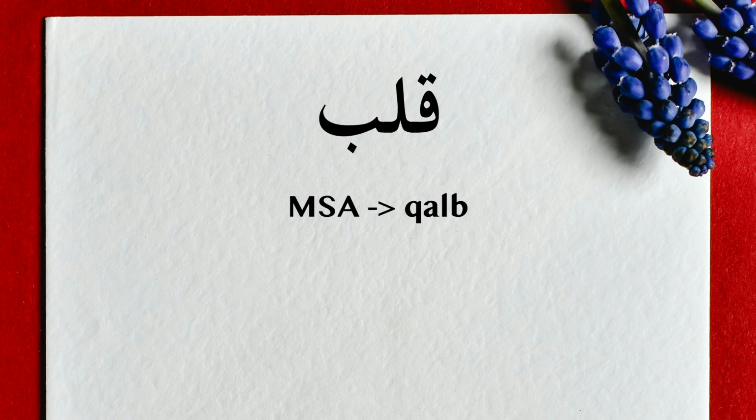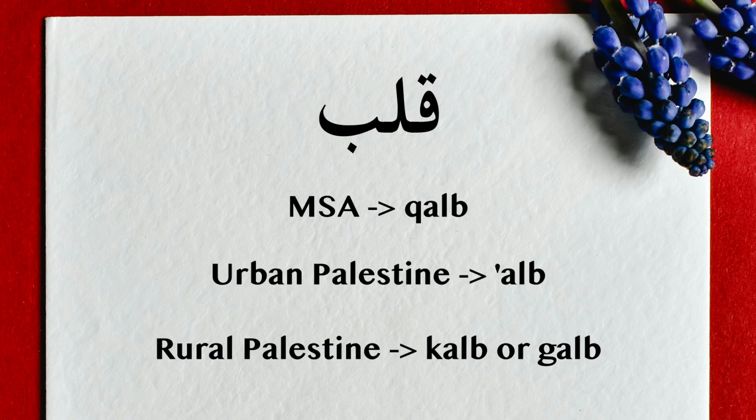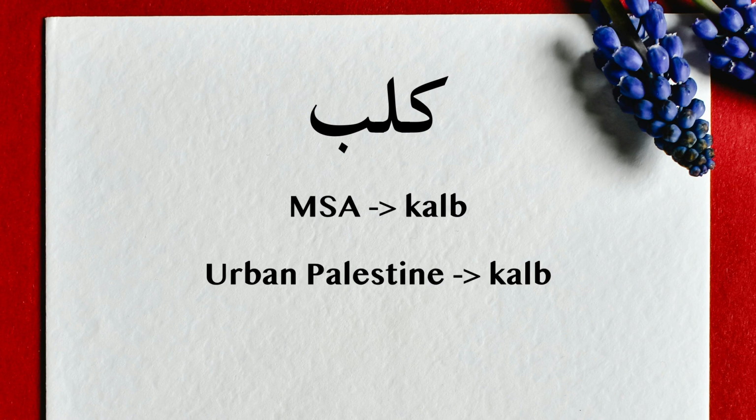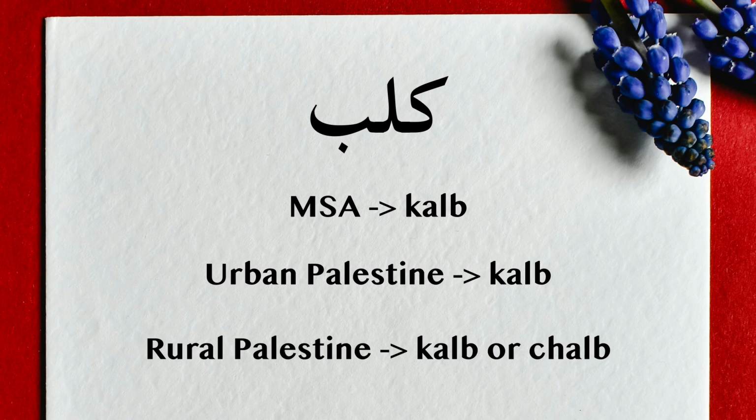Once again, coming back to the letter qaf, in Palestinian rural areas, you'll often hear it substituted for a k sound or a g sound. So instead of qalb, which means heart, you would hear kalb or galb. Also, in some rural areas, the ch sound may be adopted instead of the kaf sound. So while in urban areas in Palestine you might hear it pronounced as kelb, in rural Palestine you might hear it pronounced as either kelb or chelb.